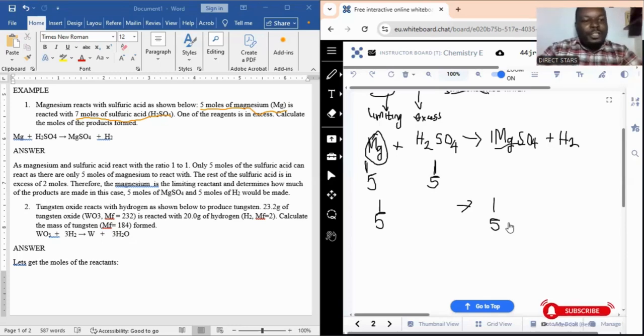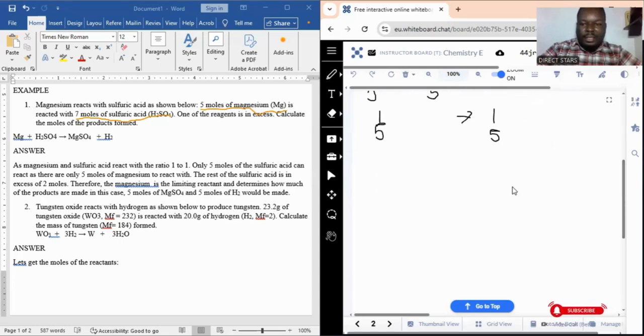If you're given questions that require masses, like the next question we have here about tungsten oxide reacting with hydrogen, as shown below, to produce tungsten, you have 23.2 grams of tungsten oxide. The formula mass is given, and it's reacting with 20 grams of hydrogen. The formula mass of hydrogen too is given. To go about solving this question, all we need to do is simply get the mole of each reactant in this question.